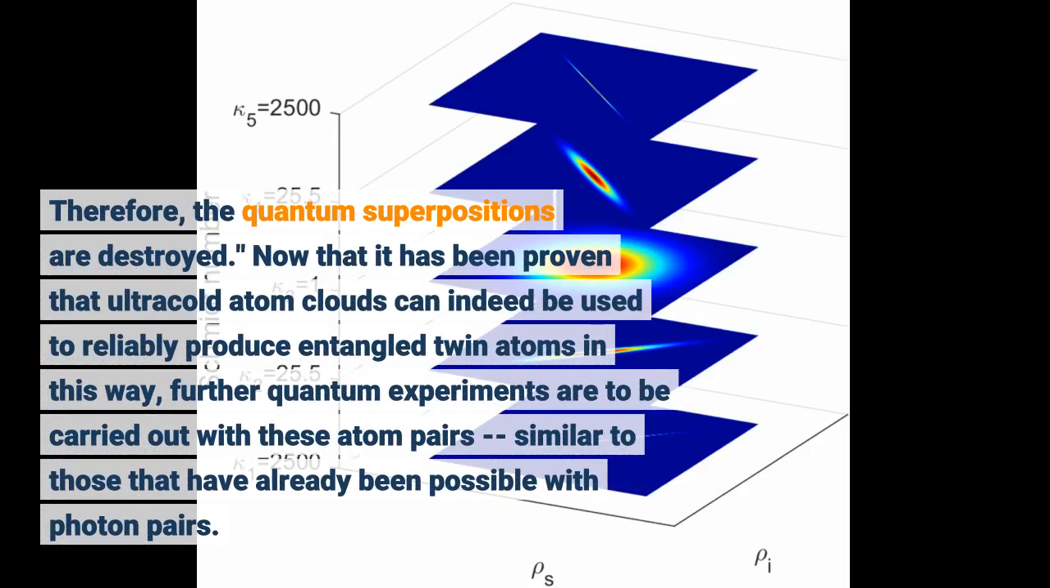Therefore, the quantum superpositions are destroyed. Now it has been proven that ultracold atom clouds can indeed be used to reliably produce entangled twin atoms in this way. Further quantum experiments are to be carried out with these atom pairs, similar to those that have already been.